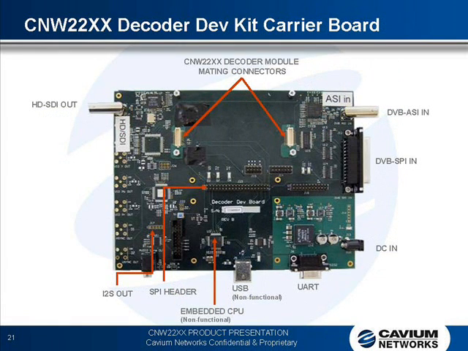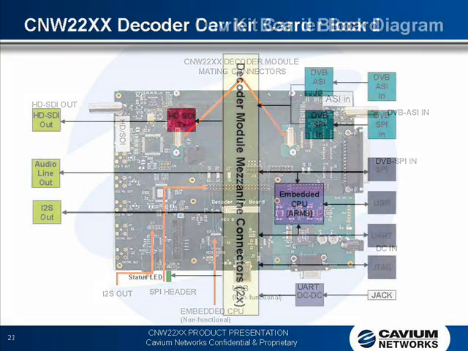The other side, the decoder development kit carrier board. Here's an actual photo of it. Again, you can see where the module plugs in and the peripherals that hook into it.